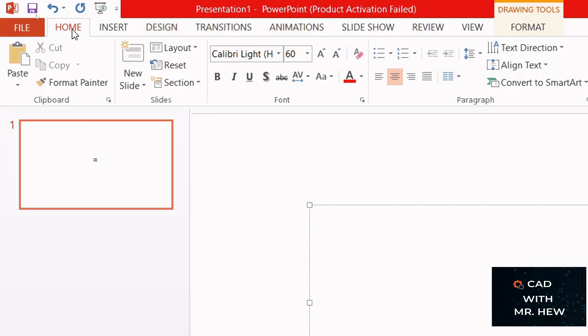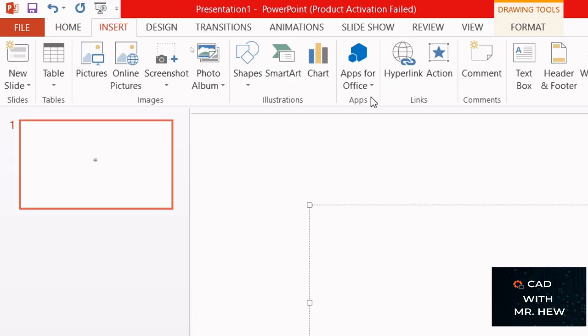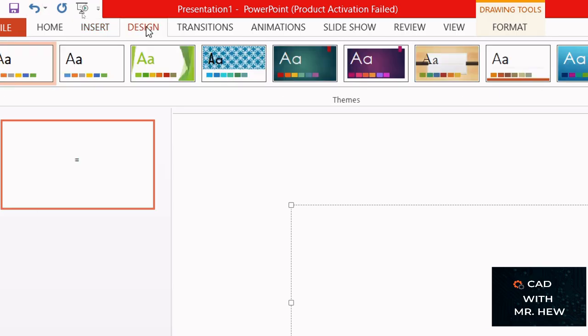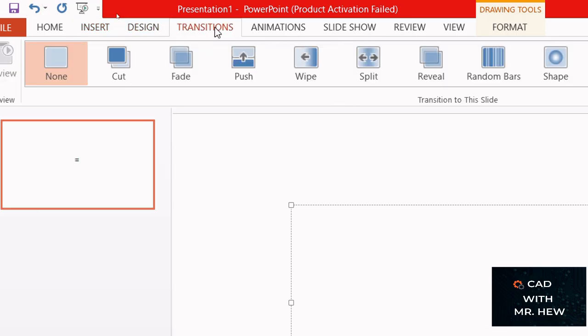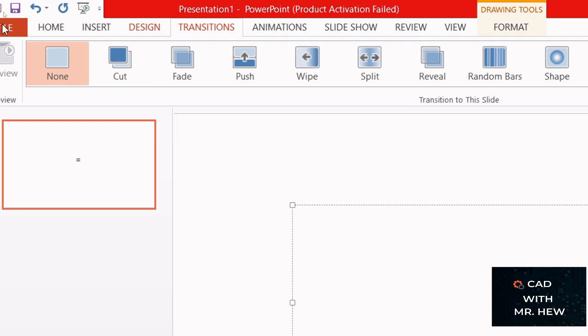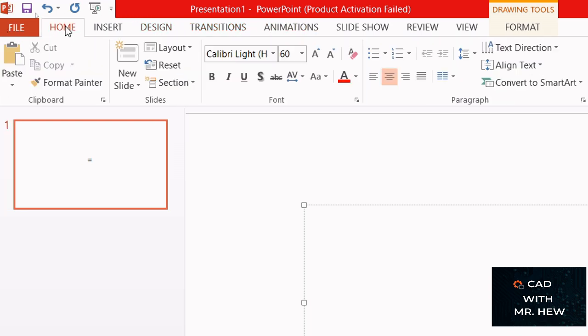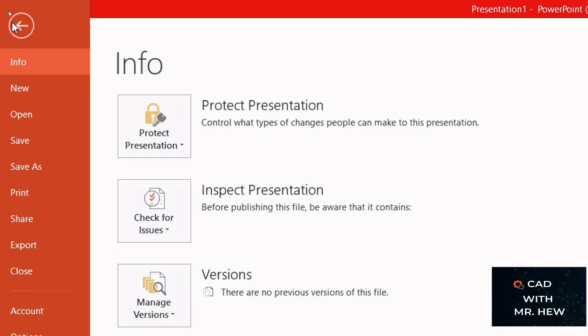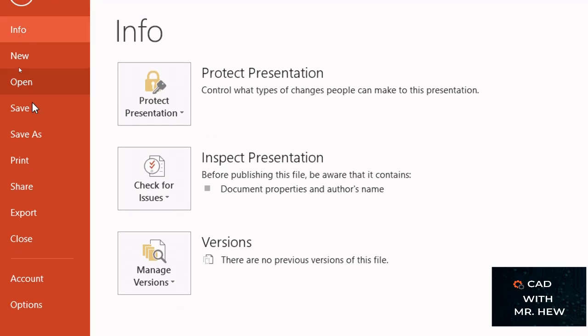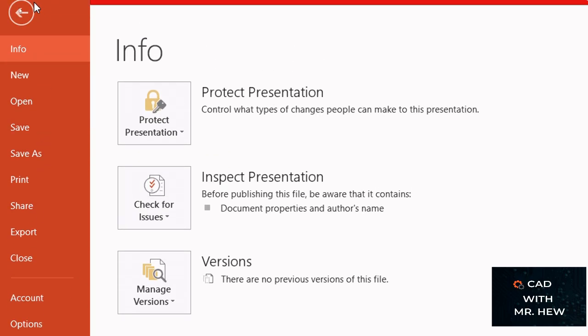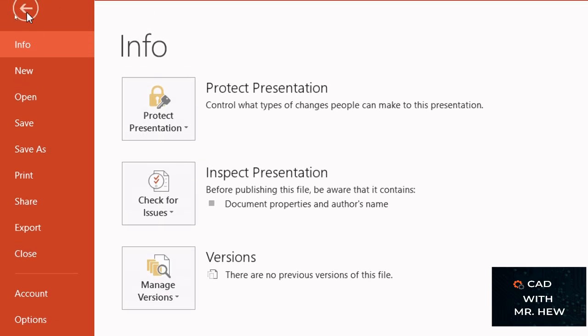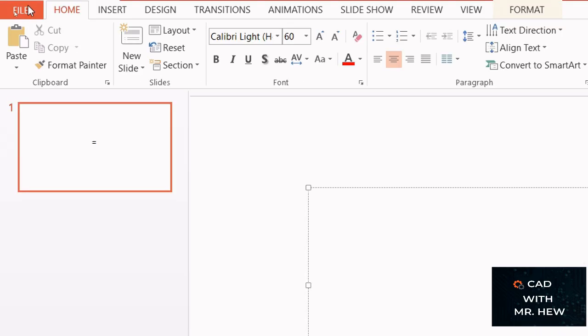So here we have the Home tab, and this is a ribbon that is associated with the Home tab. We have the Insert tab, and this is a ribbon. Then we have the Design tab, and the Transitions tab, and so on. So we're going to come back to the Home tab, right? Now the File tab is not going to give you a ribbon. Instead, it's going to give you this option to save or open a file or print a file or share a file. Let's click this icon to go back.